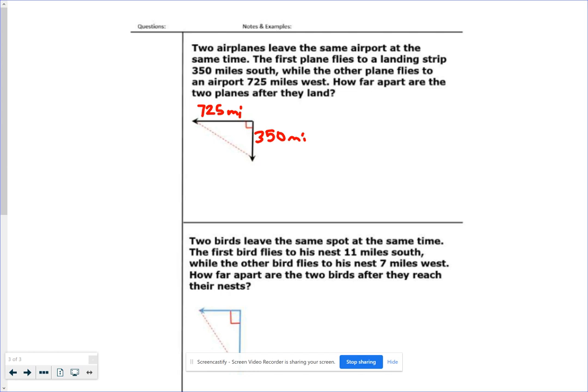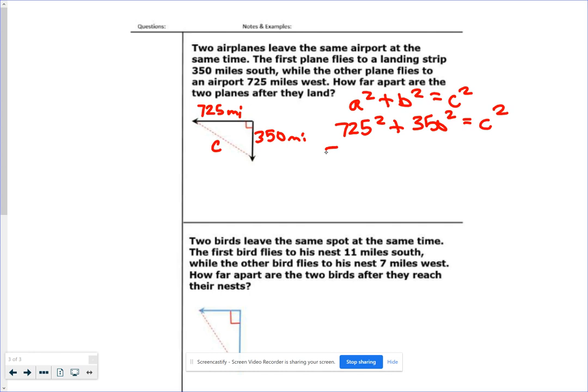How far apart are the 2 planes after they land? So we're looking for that C. How far apart are they now? Well, these are going to be some ginormous numbers. We're still going to use A squared plus B squared equals C squared. So the first one, you can pick. I'm going to pick the top one as A squared. 725 squared plus 350 squared equals C squared. Now, you're definitely going to need your calculator, so get that out and start squaring these huge numbers.